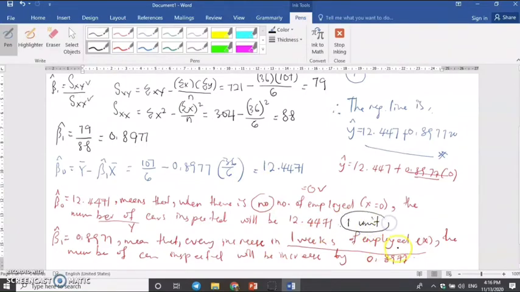Every increase in 1 unit of x, the number of cars inspected, this is our y, will be increased by 0.8977. Okay, so this one sama juga fix. Yang ni berapa nilai kamu boleh jadi berubah, means that every increase in 1 unit of x, 1 unit ni can be 1 week, can be 1 ringgit, can be anything based on your unit.